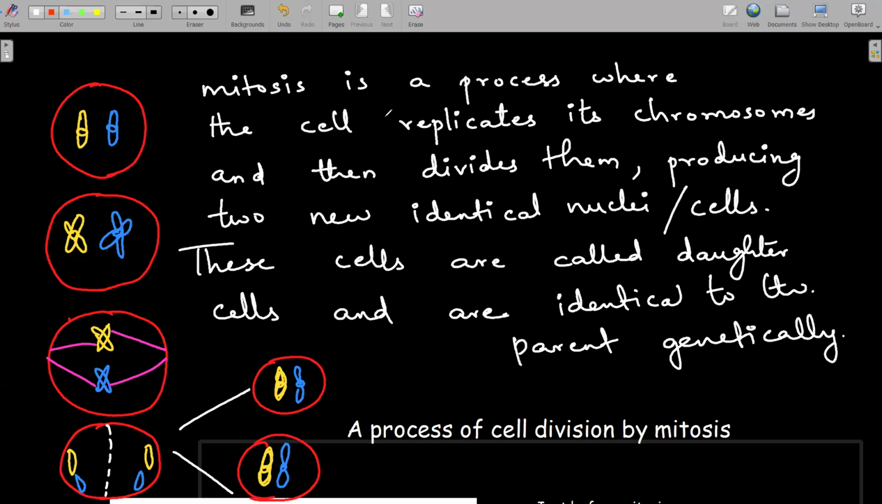So mitosis is a process where the cell replicates its chromosomes. So if you see here, this is called the parent cell. Let's name it as the parent cell. Let's not call it a zygote now. Now this parent cell is a diploid cell because it has two sets of chromosomes. One is from the mother and one from the father. So then the first stage, what happens is these chromosomes, what do they contain? They contain DNA.